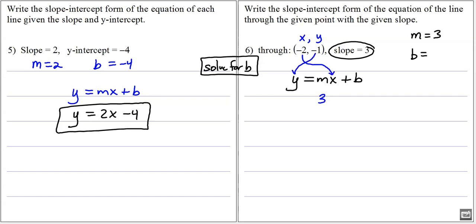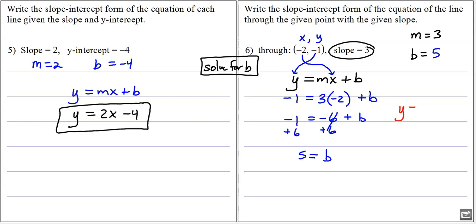So my x value goes here, my y value goes there, and I have negative 1 equals 3 times negative 2 plus b. And now we're actually going to solve for that b. So I end up with negative 1 equals negative 6 plus b. I'm going to add 6 to both sides, and I end up with b equals 5. Now I have my m, I have my b. We should be able to write the final answer. Y equals mx plus b. So there's an equation that will have the correct slope, and it's guaranteed to contain this point.